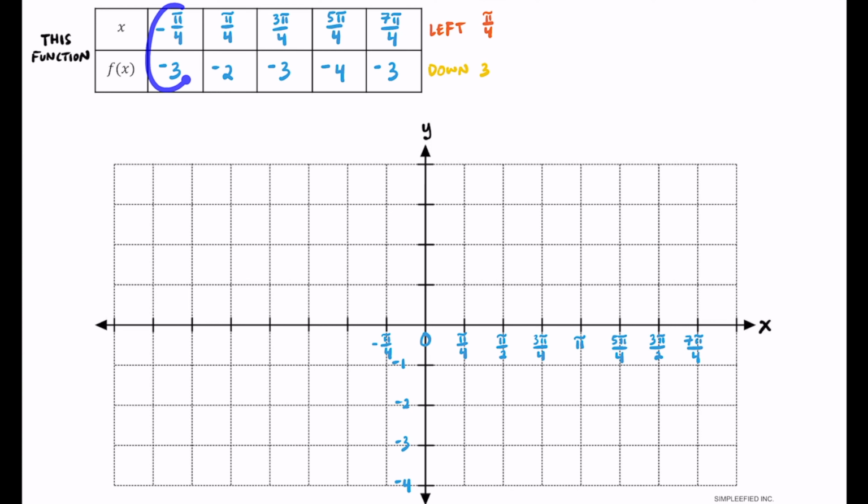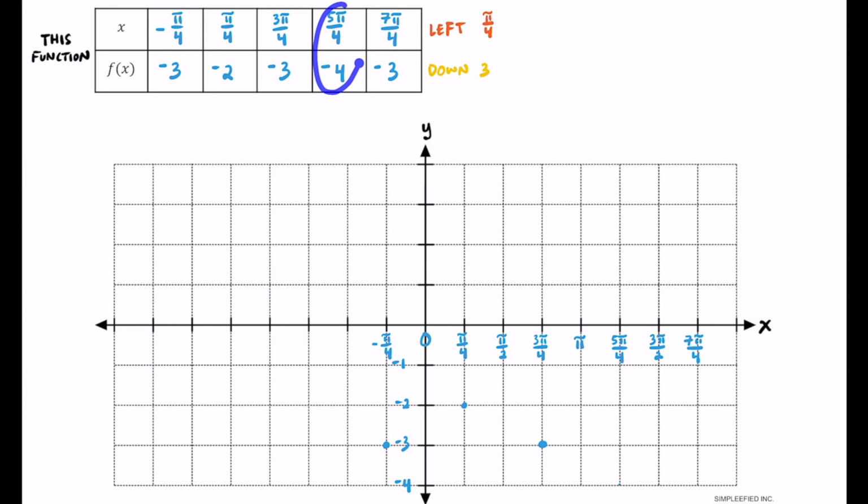For our first point, we have negative pi over 4 comma negative 3. Let's go ahead and plot that down. It's going to be over here on the bottom left. For our next point, we have pi over 2 comma negative 2, so that's going to be pi over 2 and then negative 2. That's going to be right down here. Next, we're going to go ahead and plot 3/4 pi and negative 3. So 3/4 pi and negative 3, that's going to be coming back down right over here.